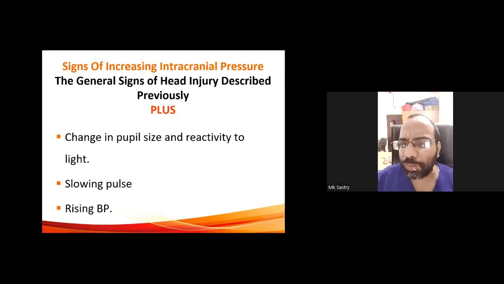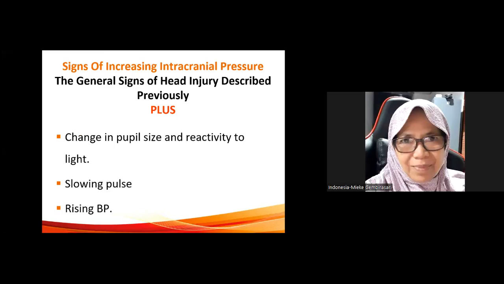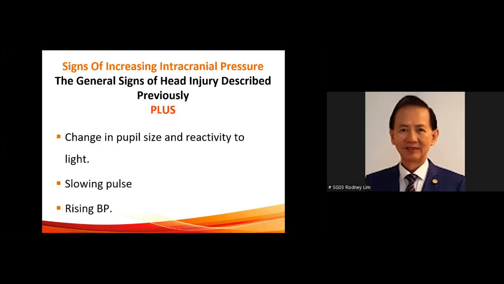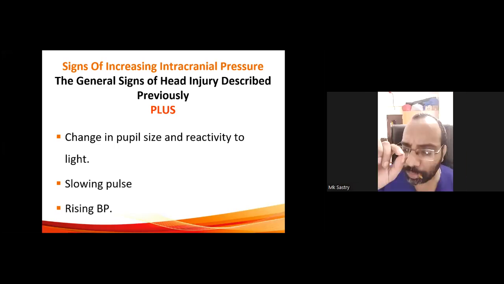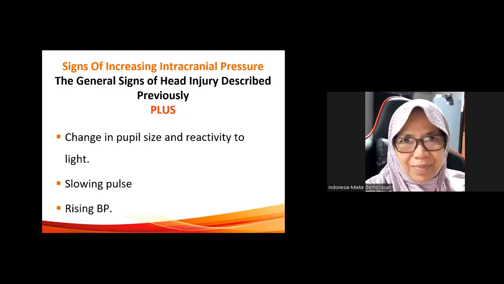Now, the first thing you will see is the reactivity to the light. It is called pupil dilation. When you put light on the pupil, it will constrict, meaning it will go small. If the pupil does not go small, it means the brain is dead. Then slowing of pulse and rising of BP. Right? Yes, sir.